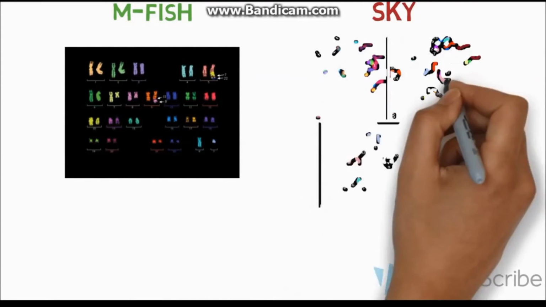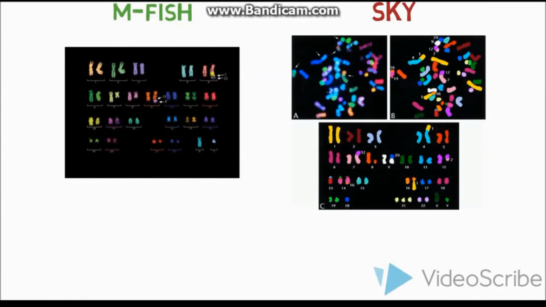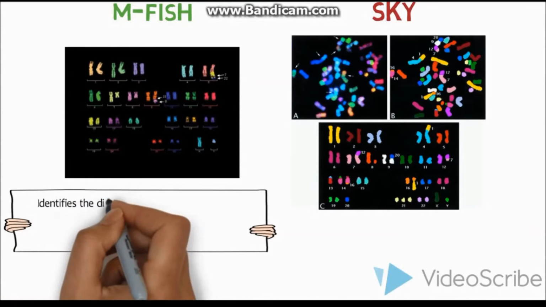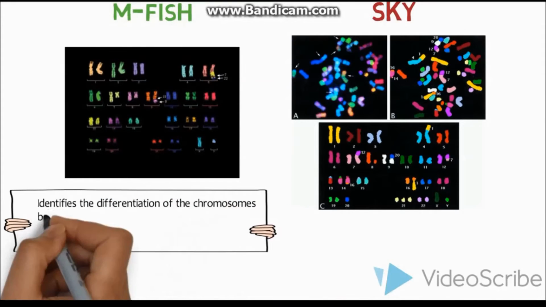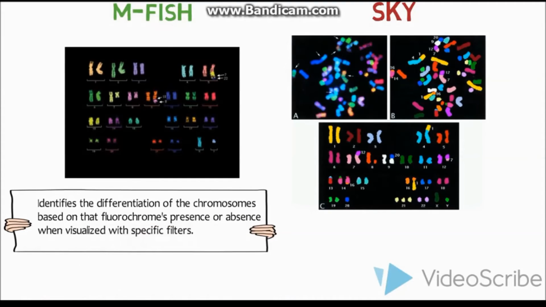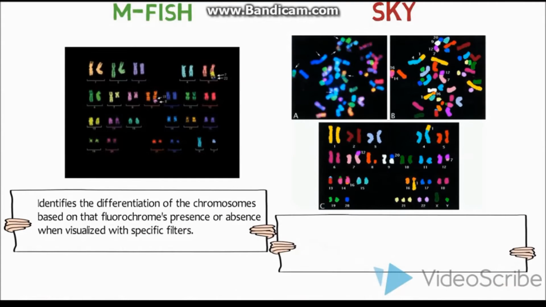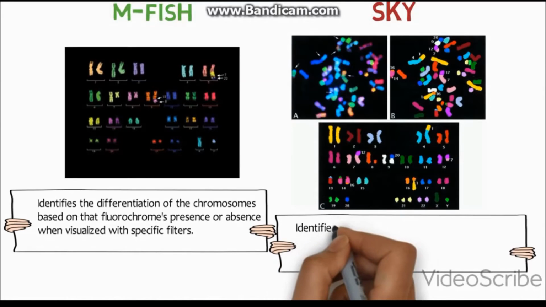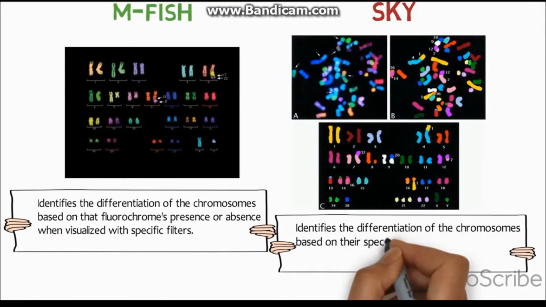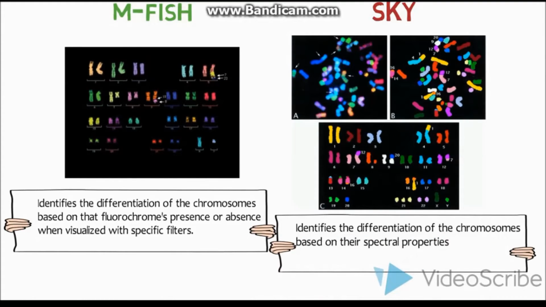The differences between M-FISH and SKY. M-FISH is to identify the differentiation of the chromosomes based on the fluorochromes present or absent when visualized with specific filters, while SKY is to identify the differentiation of the chromosomes based on their spectral properties.